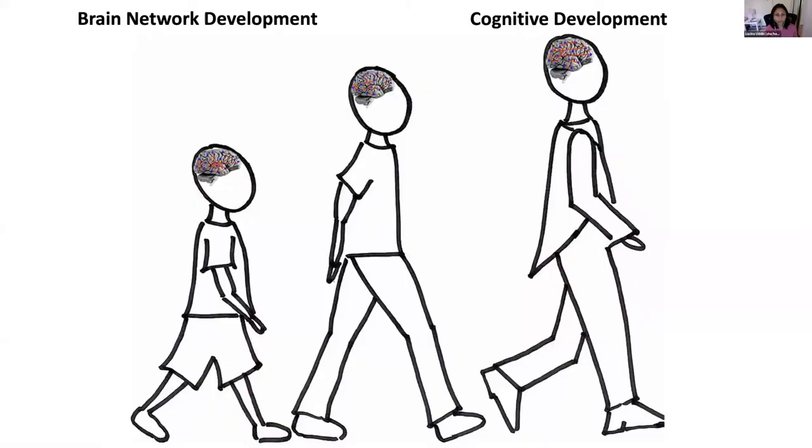Our lab studies how brain networks develop from childhood and adolescence into adulthood and how that supports cognitive development, particularly processes like executive function and cognitive flexibility. So anytime you're trying to convey change over time, all the issues we've talked about during this workshop about visualization are even more pertinent.